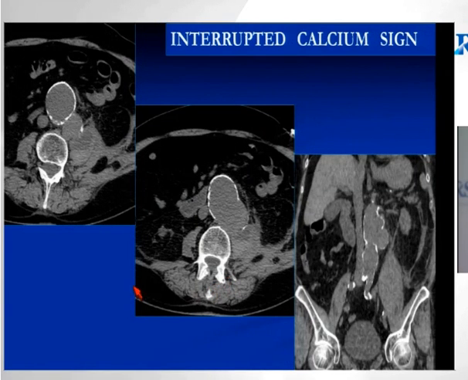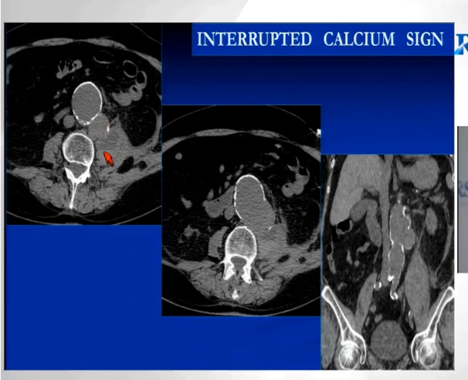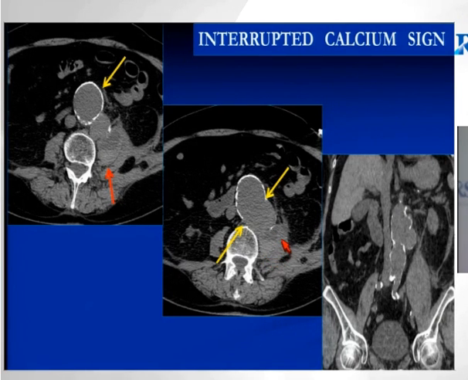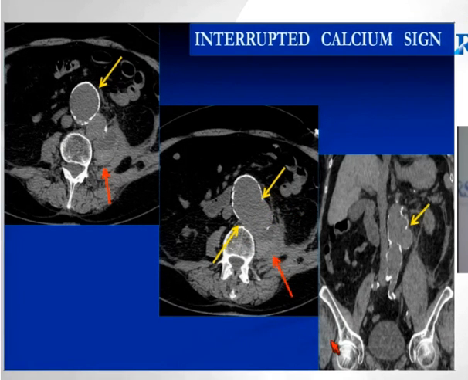Here's a patient whose aorta shows aneurysm, and if you look at the section down below, you can see there's an interruption of the calcium in the wall. That's also associated with a contained hematoma in the psoas muscle. So here's a non-contrast identification of a rupture which is contained, and you can see it also in the coronal.